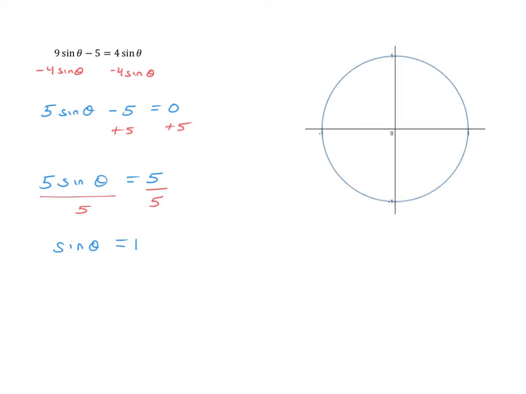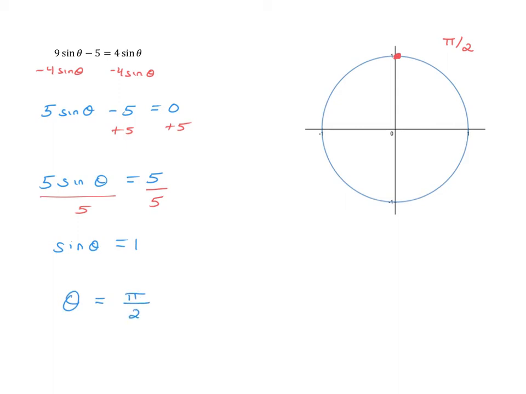So here is the unit circle. Sine is going to be the y values, and there's actually only one angle. It's right here where sine takes on the value 1, and that angle is pi over 2. There are no others. This is the only one. So that means the solution to this equation is going to be theta is equal to pi over 2.